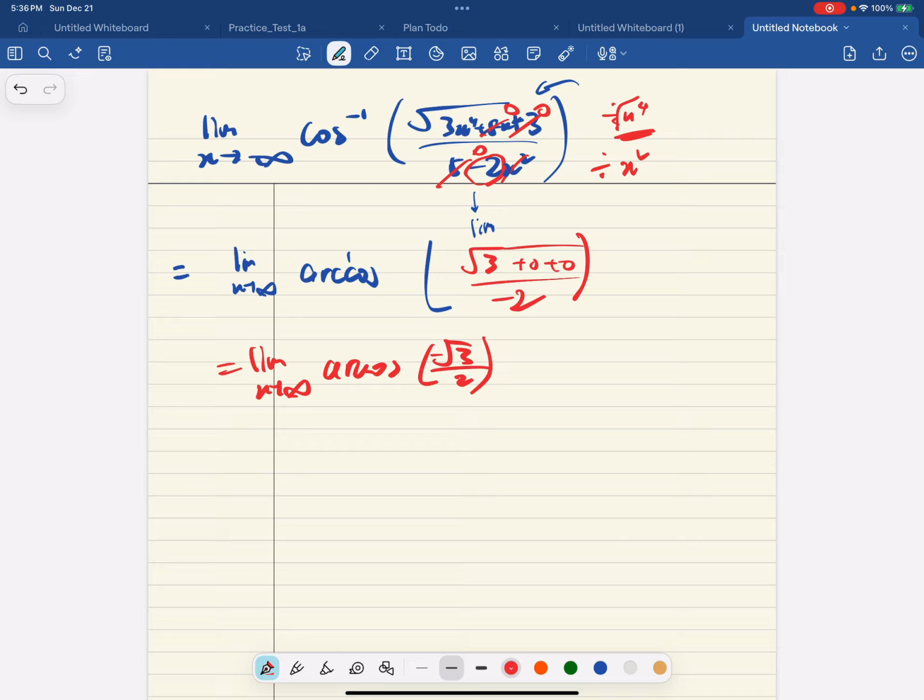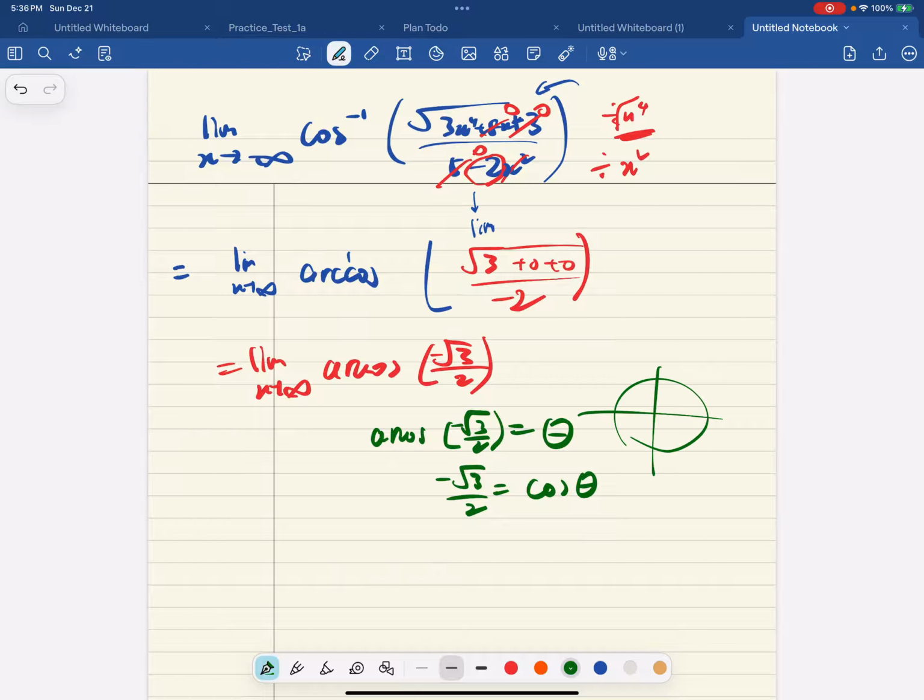And we do whatever we just did before, arc cos of root 3 over 2 equals theta, equals an angle. So root 3 over 2 equals cos of an angle. When is the cos of an angle negative root 3 over 2? Negative root 3 over 2, x is right here. So that value is 5 pi over 6. The answer is 5 pi over 6.